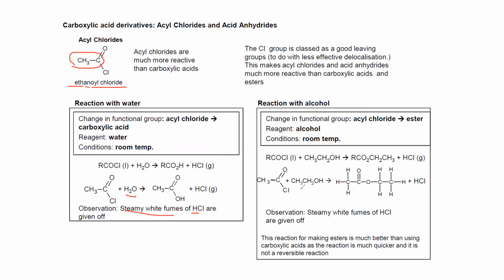If acyl chloride reacts with alcohol, it will form ester, and again misty or steamy white fumes will be there. And this formation of ester from acyl chloride is more efficient as compared to directly reacting alcohol and carboxylic acid, which is a reversible reaction.